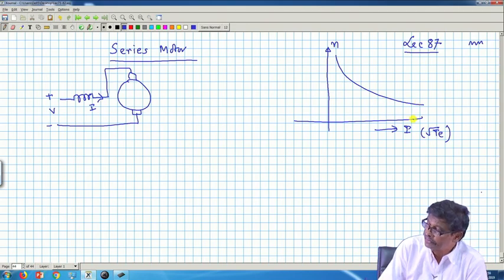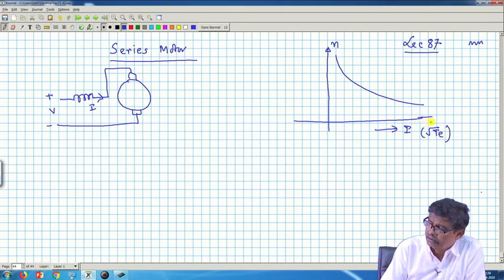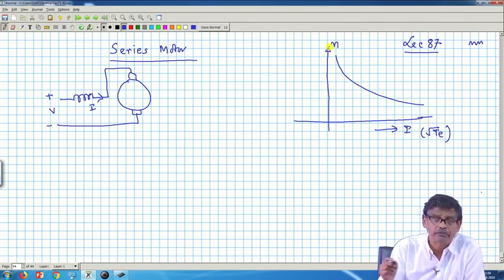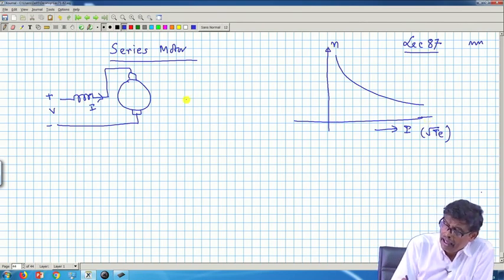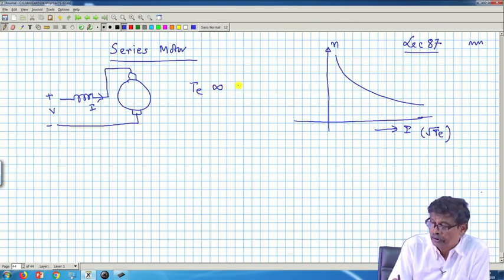We have seen that. And therefore, with load torque vanishingly small, speed will go up. And torque is proportional to I square, that is what we have seen, if saturation is neglected.